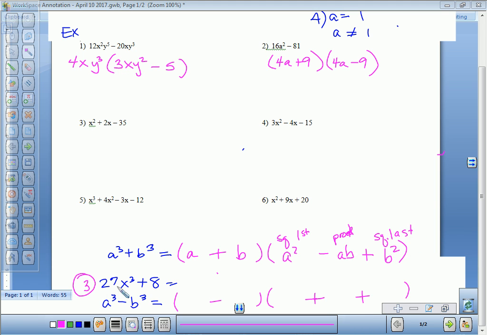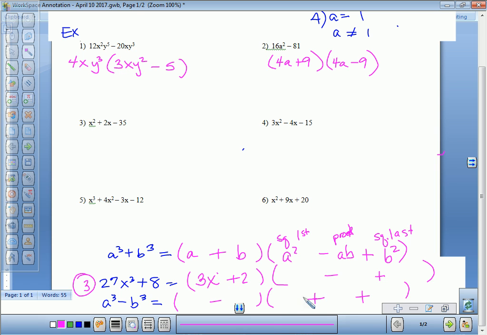So in this one, what is being cubed for the first term? What do we cube to get 27? 3. So this is 3x. What do we cube to get positive 8? 2. So the signs, when it's a sum, are plus, minus, plus. So once we set up the signs, we don't change it. Now we square this first one. 3x squared.